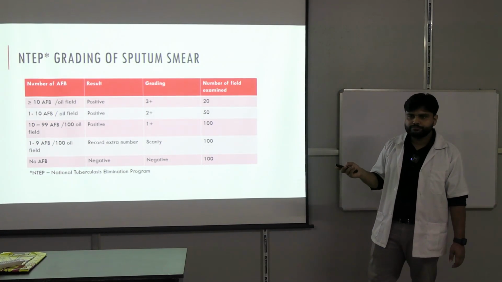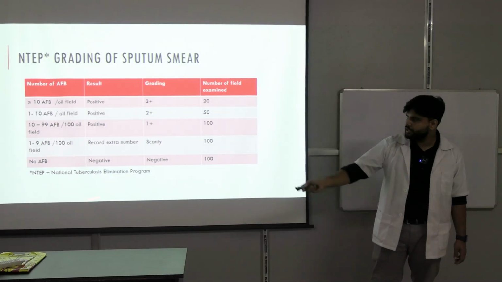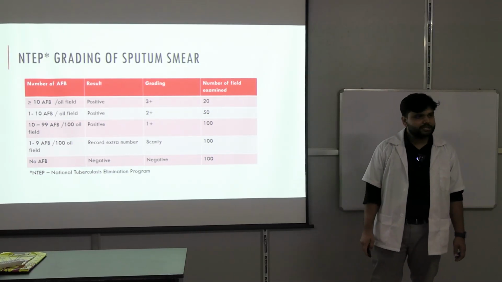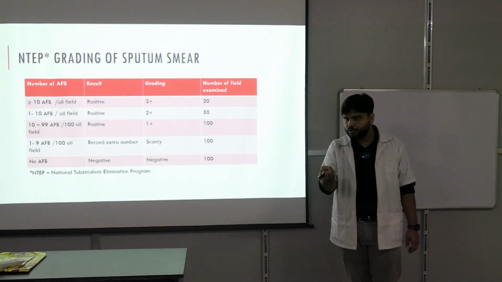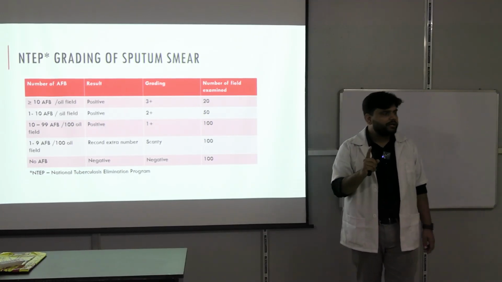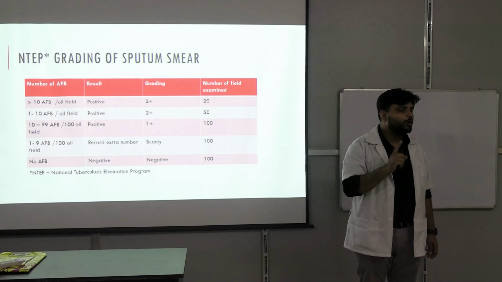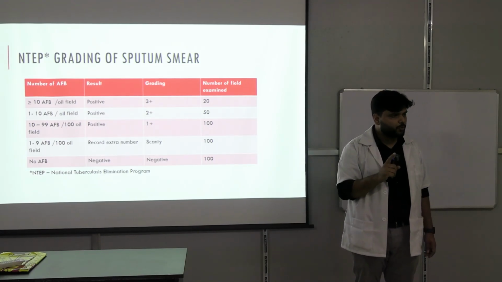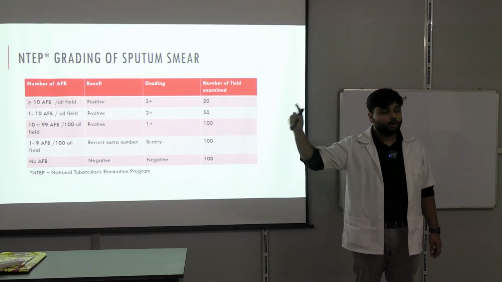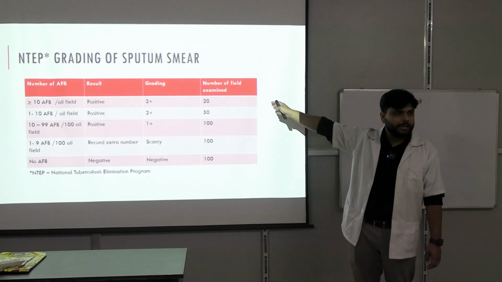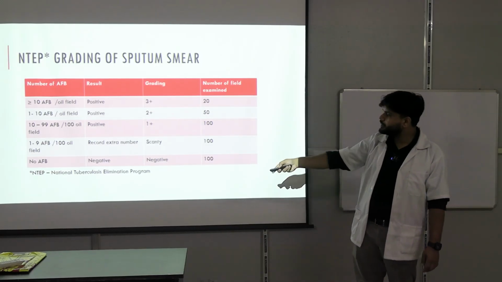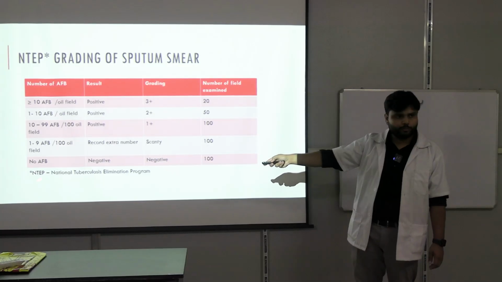Finally, we have the NTEP grading of sputum smear. What is NTEP? What is the full form of NTEP? It's written here, elimination program. Remember in your Shastri practical book, they have written RNTCP. RNTCP is the old one. RNTCP was the Revised National Tuberculosis Control Program. We have come well past the control program. We are now aiming for eliminating. So we have the National Tuberculosis Elimination Program, okay.